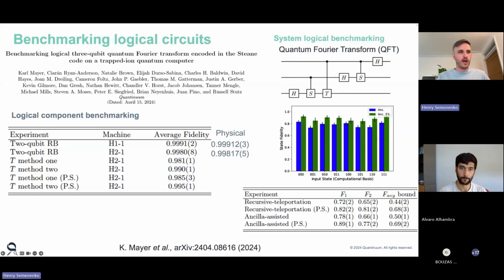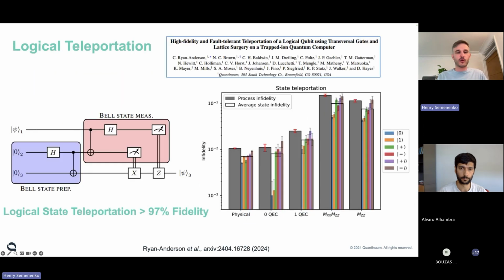I wanted to highlight a couple of other results. I think I'm running out of time a little bit. But firstly was a result on benchmarking, again, logical circuits, so looking at the quantum Fourier transform. I won't go into too much detail on this, but that's also a recent result. And also looking at logical teleportation. And so the papers here are really showing that we're moving away from logical component operations through to really doing circuits and really doing operations that will be very useful in future calculations.